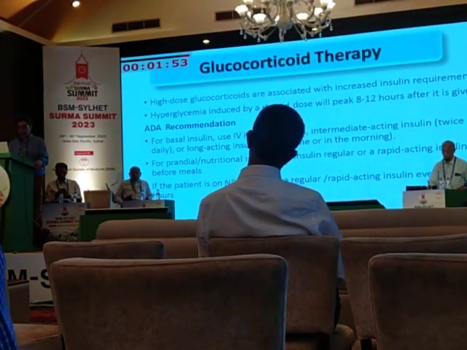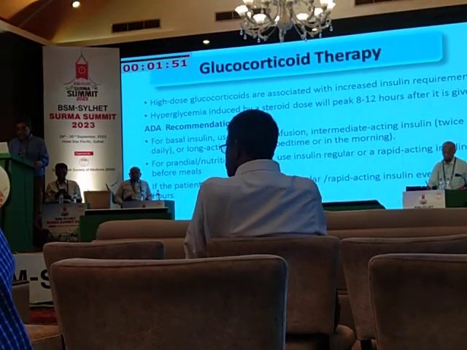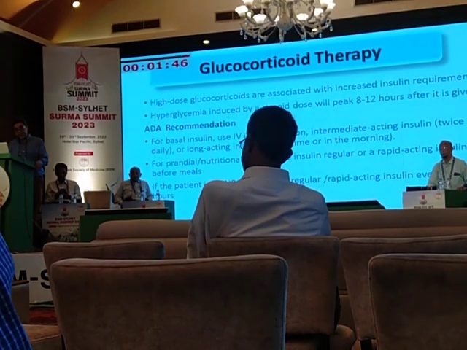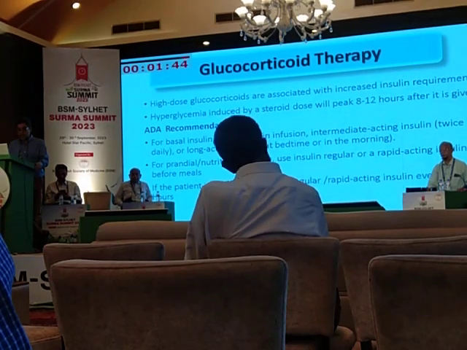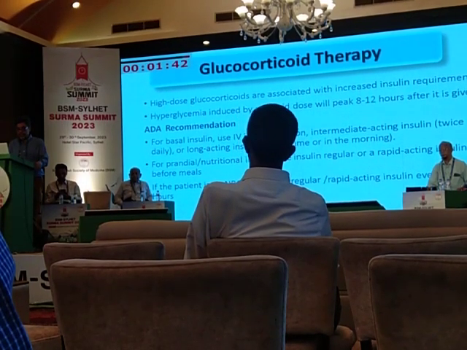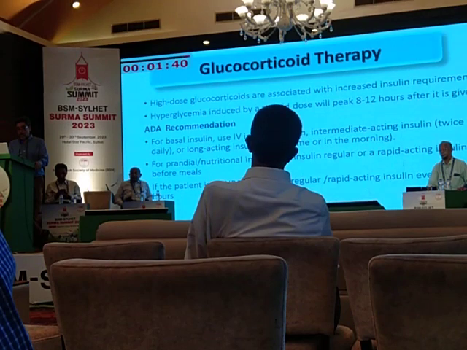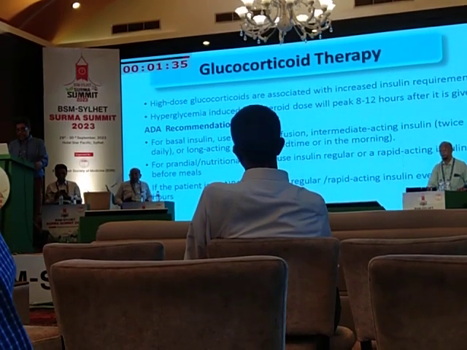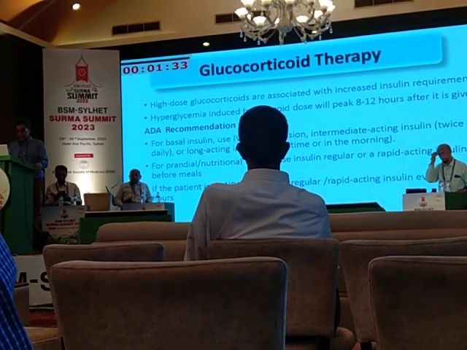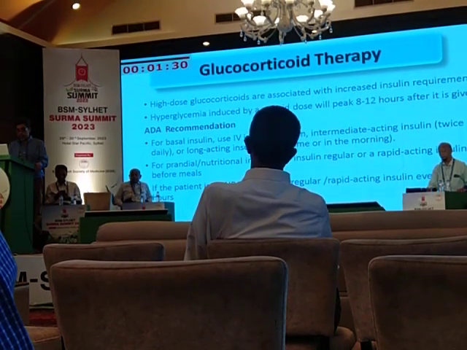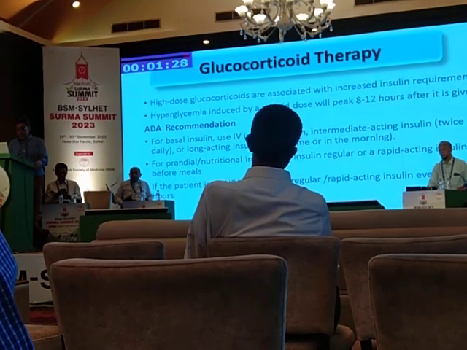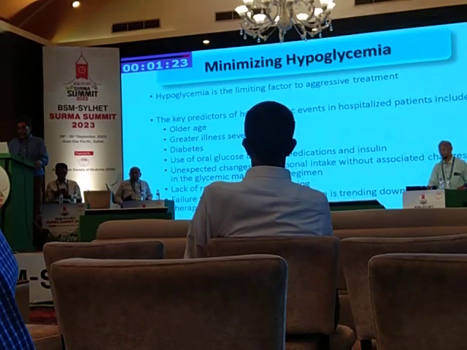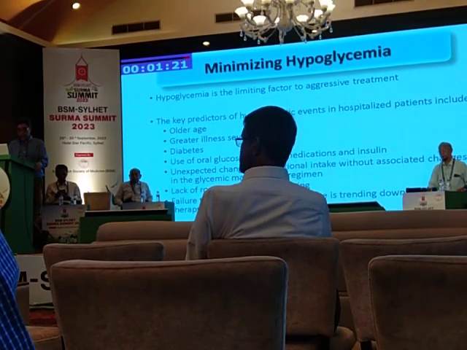If the patient is on glucocorticoid therapy, hyperglycemia induced by a steroid will peak 8 to 12 hours after it is given. According to the recommendation, for basal insulin, use NPH or intermediate-acting insulin twice daily, or long-acting insulin. For prandial and nutritional insulin, use regular or rapid-acting insulin before meals. If the patient is NPO, use regular and rapid-acting insulin every 4 to 6 hours.